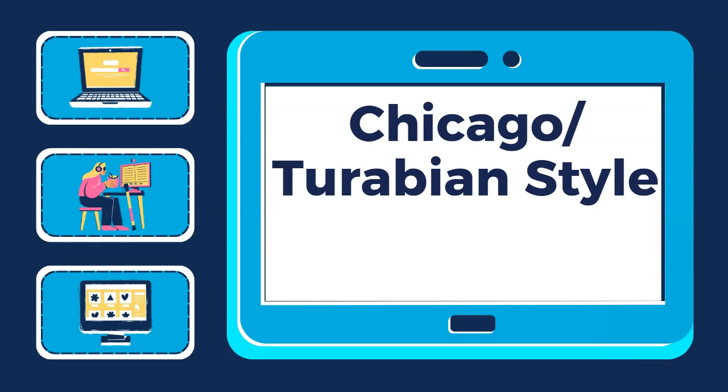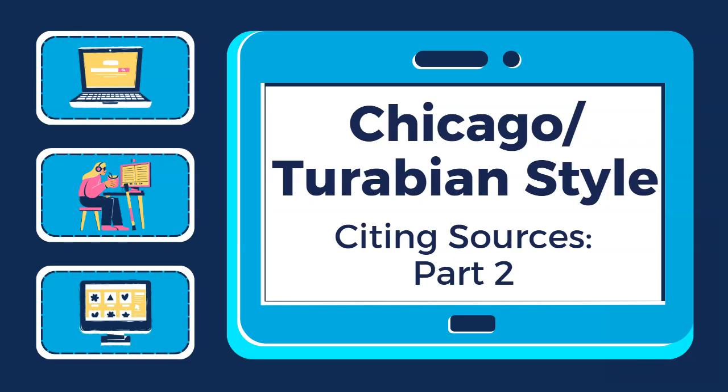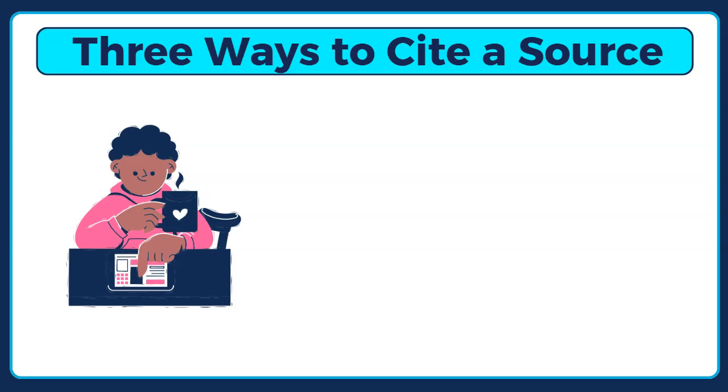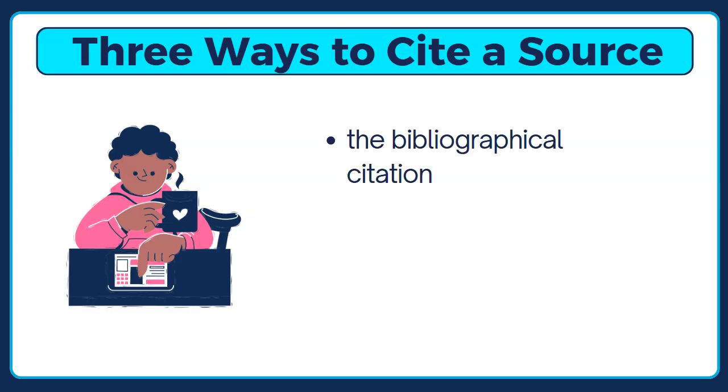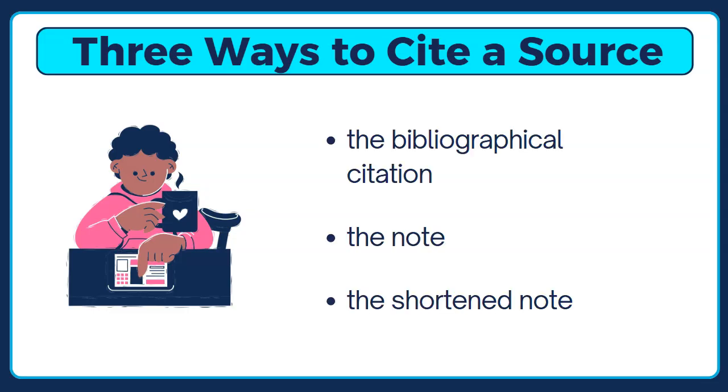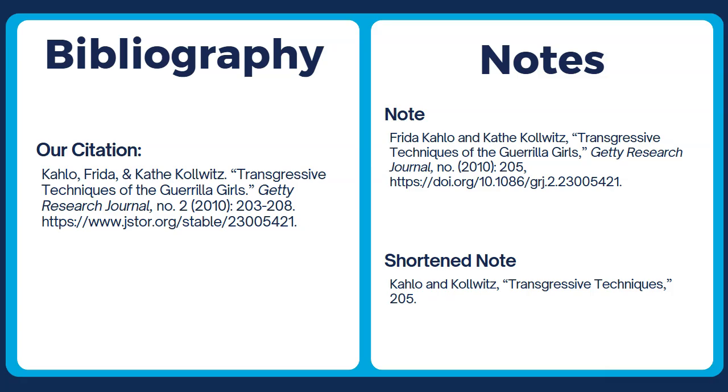This is part 2 of citing in Chicago or Turabian style. Part 1 looked at the basics of citation and building a bibliography. Now we're talking about footnotes. As a reminder, in Chicago's notes bibliography style, there are 3 citation forms: the bibliography, the note, and the shortened note. Once you have your bibliographic citation, your note citations are easy.